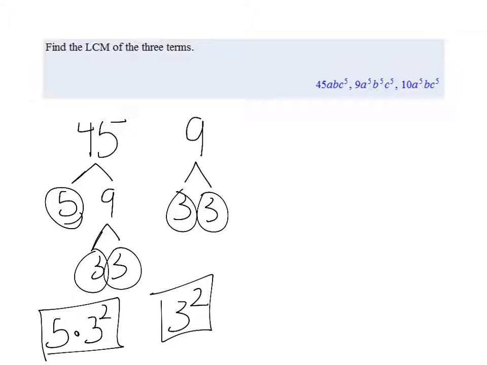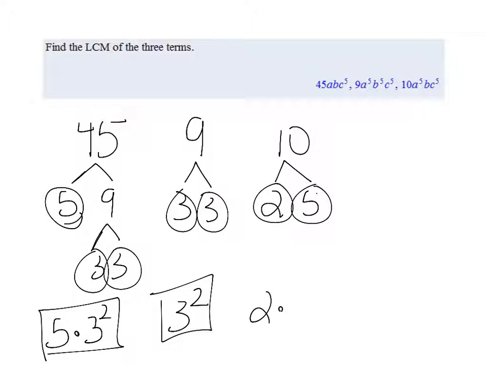And then I do 10. Break it down to the prime factors. That's 2 times 5. Those happen to both be prime, so I'm done with that. It's just a 2 times a 5.